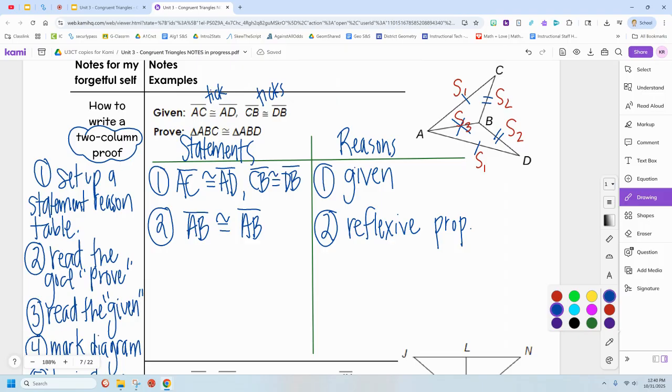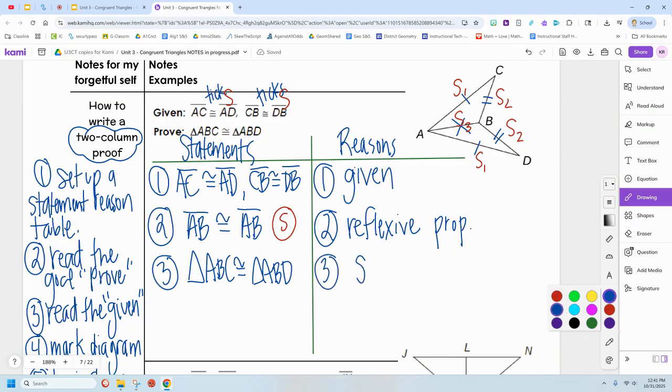So now, here in my proof, do I have a side, and a side, and a side? Yes. So now, can I complete my goal? Yes. So step 3 is triangle ABC is congruent to triangle ABD by side, side, side. Good job, Jason. That is a completed proof.